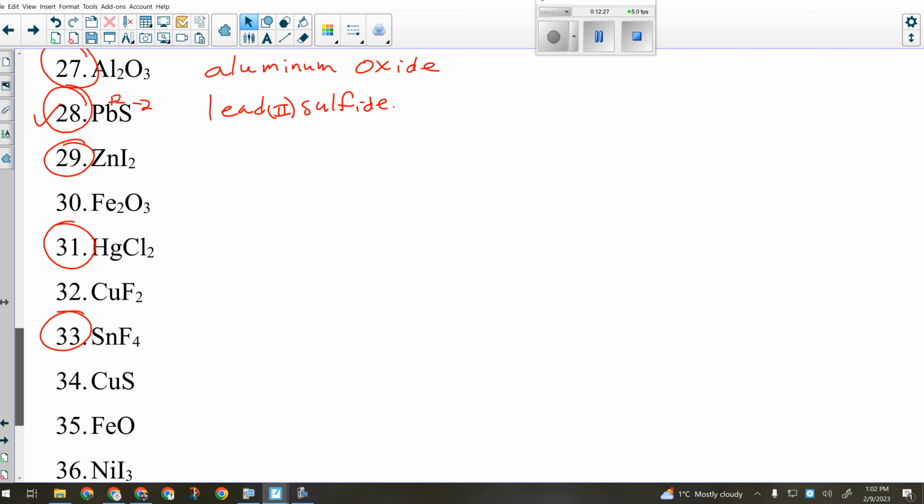And then for zinc, this is one where I see people put a Roman numeral on it all the time, but it doesn't need it. Again, I'm not sure why that happens. It's just like far enough over on the periodic table, they just automatically assume. Okay, but it doesn't require it. Zinc is always a 2+. Okay, so zinc iodide.